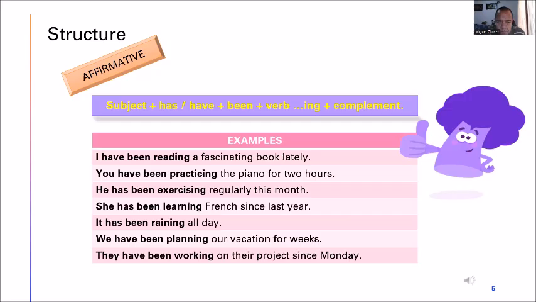I have been reading a fascinating book lately. You have been practicing the piano for 2 hours. He has been exercising regularly this month. She has been learning French since last year. It has been raining all day. We have been planning our vacation for weeks. They have been working on their project since Monday.